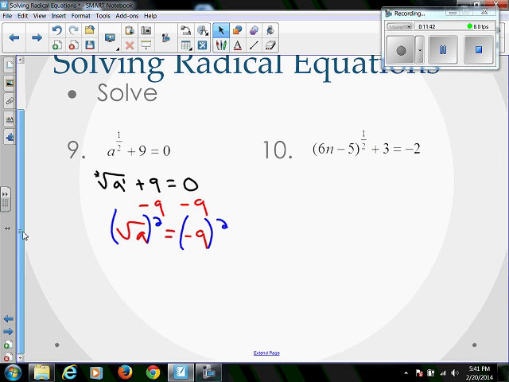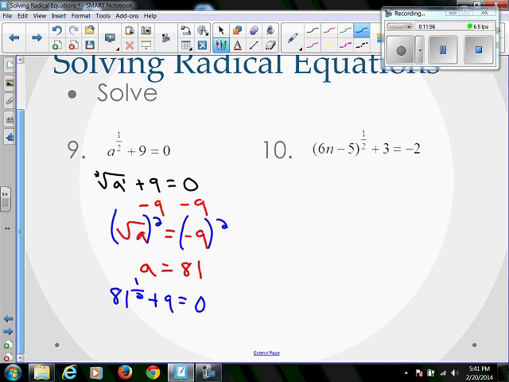Again, we need to check. We're going to go all the way back up to our original problem here. So we have 81 to the 1/2 power plus 9 equals 0. 81 to the 1/2 power is 9. 9 plus 9 is 18. Here we don't have a true statement. We have a false statement. So again, we have no solution.